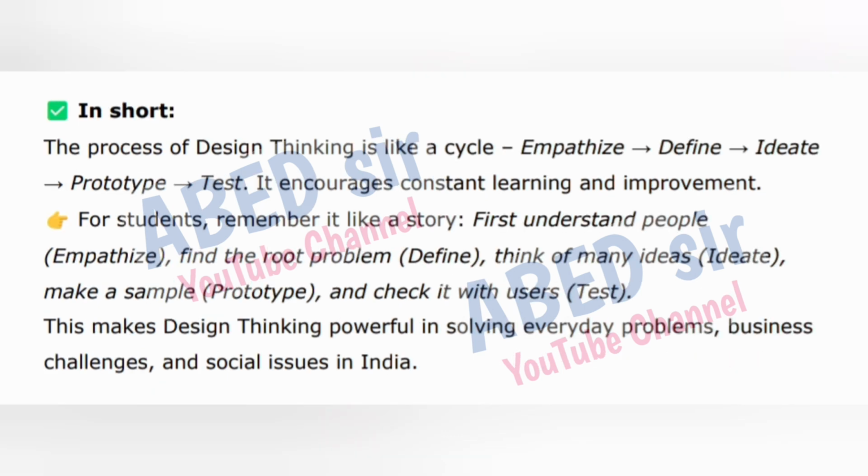In short, the process of design thinking is like a cycle: empathize, define, ideate, prototype, test. It encourages constant learning and improvement. For students, remember it like a story: first understand people, empathize, find the root problem, define, think of many ideas, ideate. Make a sample, prototype, and check it with users, test. This makes design thinking powerful in solving everyday problems, business challenges, and social issues in India.